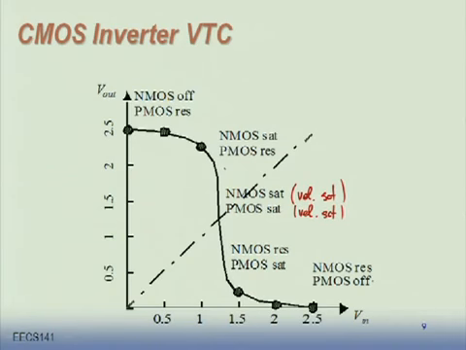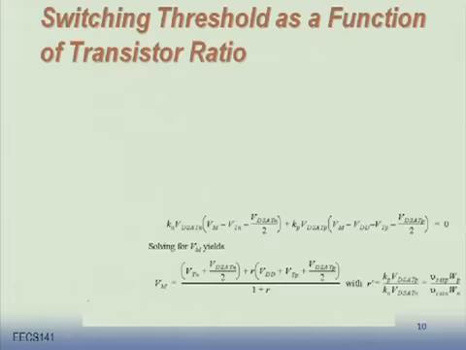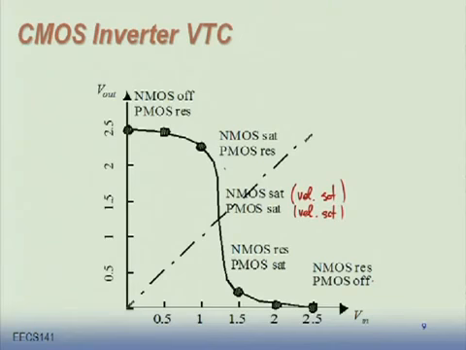Now there are some important points in this curve that I would like to calculate. What are the points that I care about? I would like to find out what is the switching threshold, what is this value here. Do I find the noise margins as well? Sure. Okay, let's do that. Let's find out what is the switching threshold here.